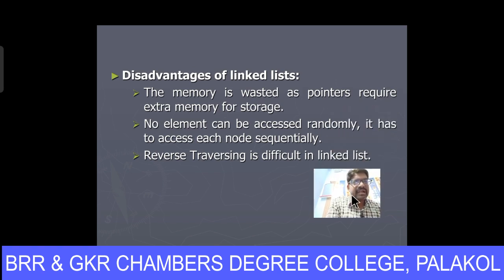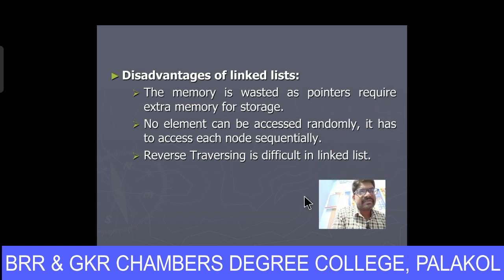Okay, so it has some disadvantages also. The memory is wasted as pointers require extra memory for storage. We have to maintain a huge amount of data, so it requires a huge amount of memory. No element can be accessed randomly. Each node is accessed sequentially, because this is a sequential data structure. Reverse traversing is difficult in a linked list. Traversing means moving from one location to another, but reverse traversing is very difficult in a linked list.